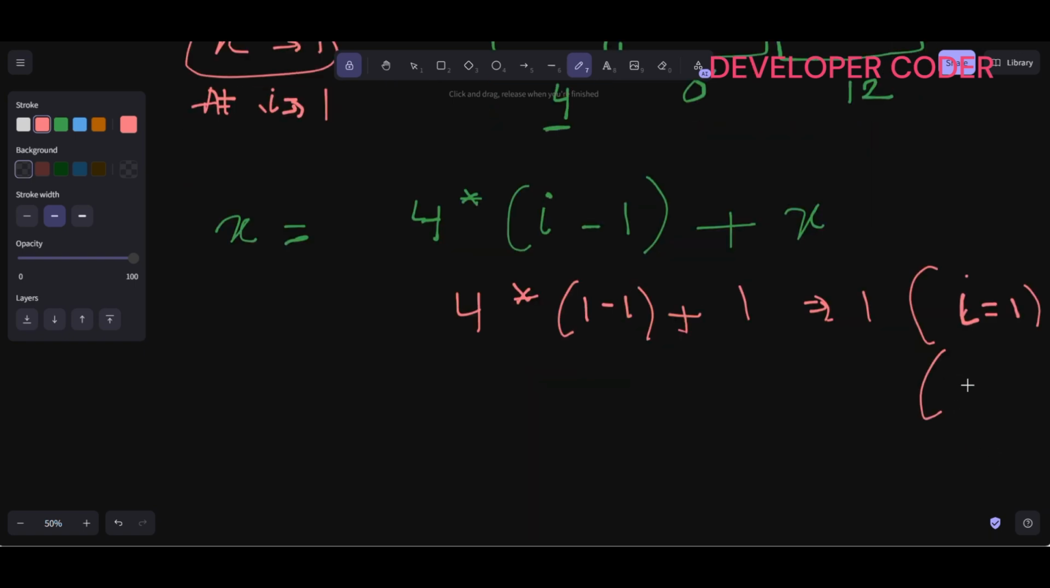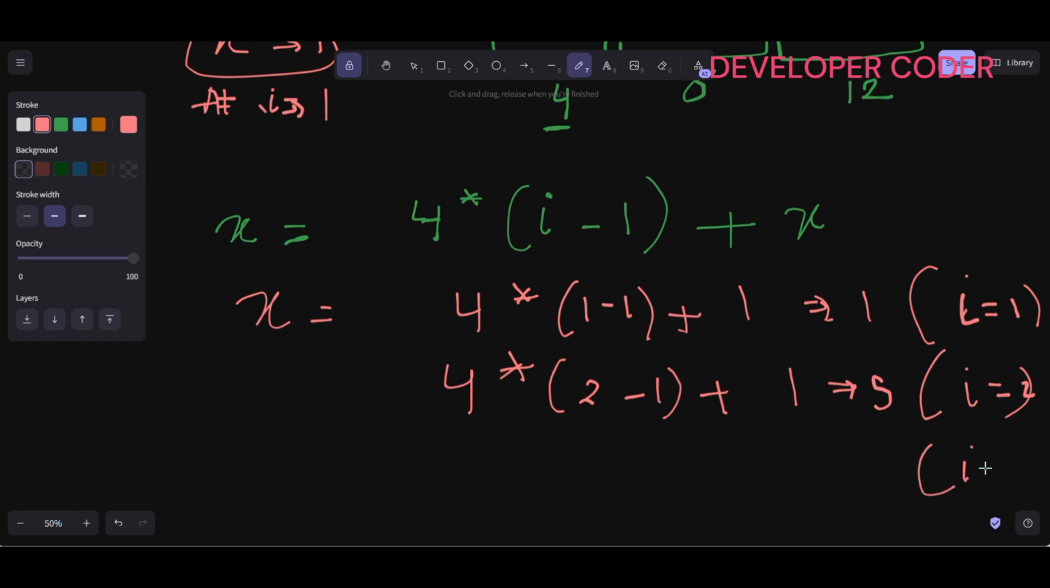Now after the end of the second minute, 2 minutes, just update the 2 value in place of I. So 2 minus 1 plus the previous value of x, which is nothing but 1. I am getting 1 here for I is equal to 1. So again here I am going to add 1, so I will get nothing but 5. So 5 is the output for I is equal to 2.